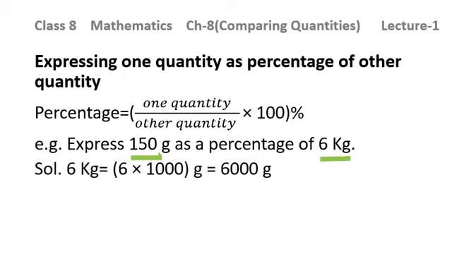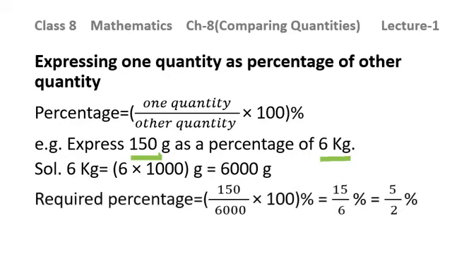So 6 kilograms can be converted into grams, or you can convert 150 grams into kilograms. I have converted 6 kilograms into grams. So 6 kilograms is equal to 6 times 1000 grams, that will be 6000 grams. The required percentage is 150 over 6000 times 100%. That will give you 15 over 6%, that is 5/2%.